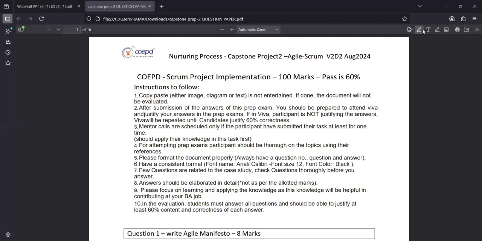Okay, in this session we are going to discuss how we need to write the answers to the questions. What are the questions we have in agile? Before starting Capstone project prep 2.